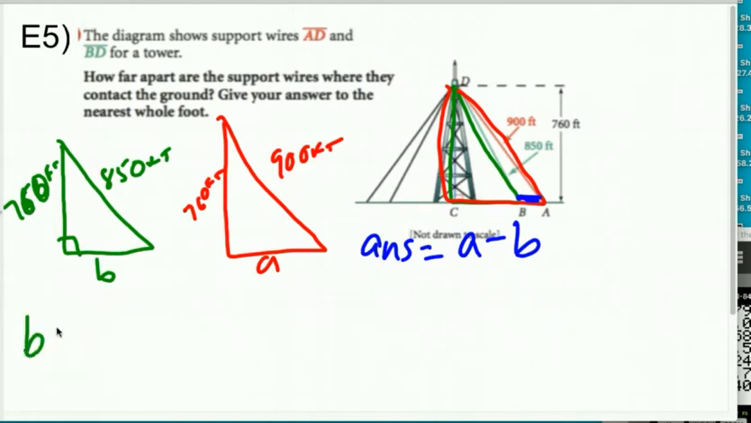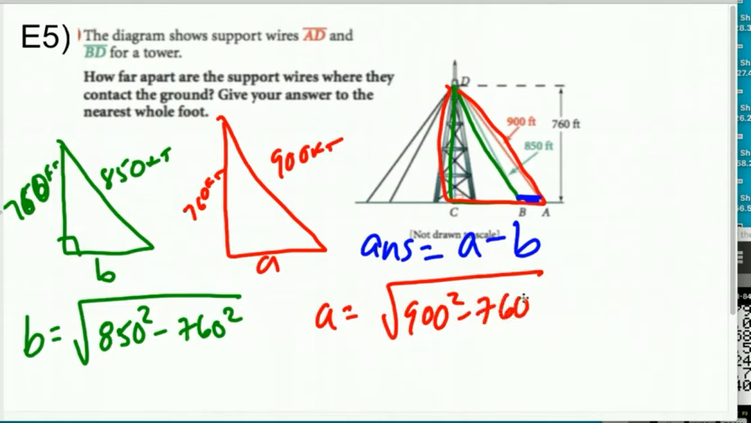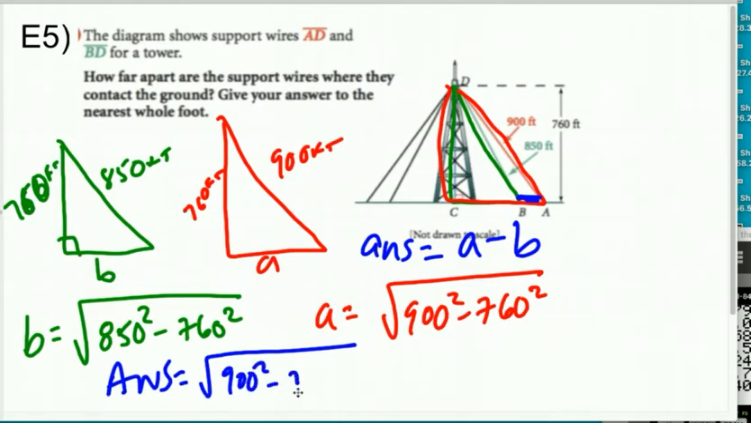So it seems to me that B is going to be the square root of the hypotenuse squared minus the other leg squared, and that A is going to be the exact same thing but with the other hypotenuse, the hypotenuse that's the 900 feet. So I can just type that all into my calculator at once if I want. I can say that my answer is this whole quantity and then just type it in and get an answer. Or you can find each individual answer separately. It doesn't really matter. So this quantity minus the smaller quantity, 850 squared minus 760 squared.